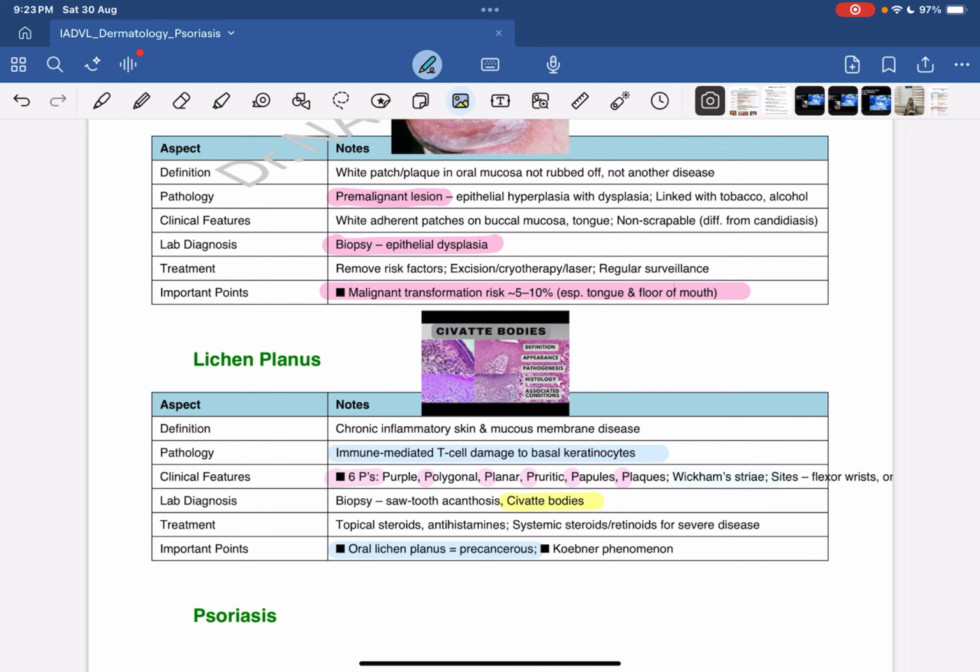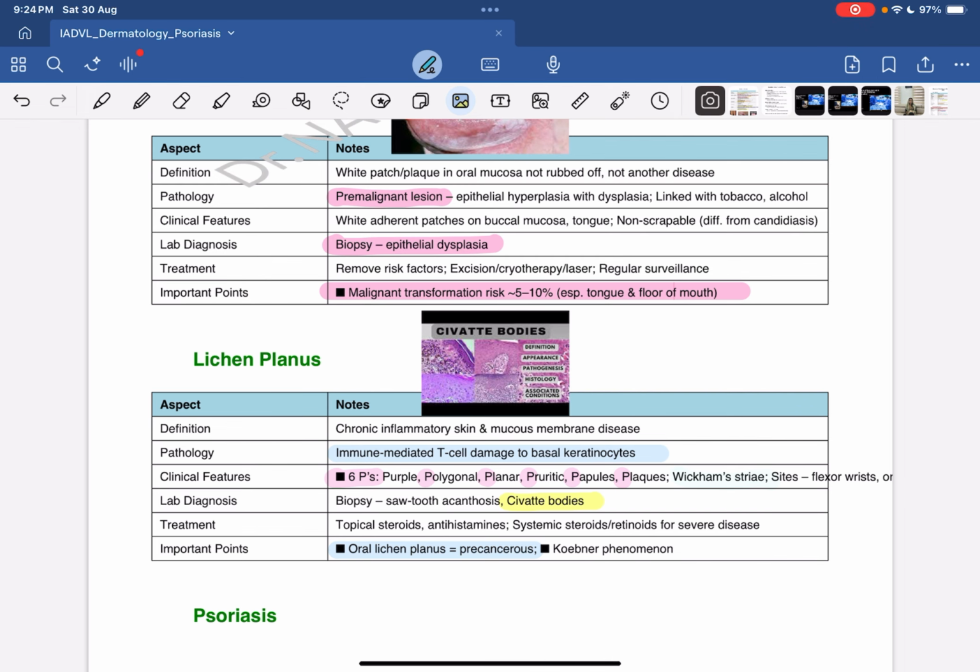Okay, the patient will present with 6 P's: purple, polygonal, planar, pruritic, papules, plaques. Wickham striae will be seen in lichen planus, and the sites are flexures, wrist, etc. On biopsy, you will see sawtooth acanthosis, and Civatte bodies will be seen in lichen planus. Treatment is topical steroid, antihistamine, systemic steroids, or retinoids for severe cases.